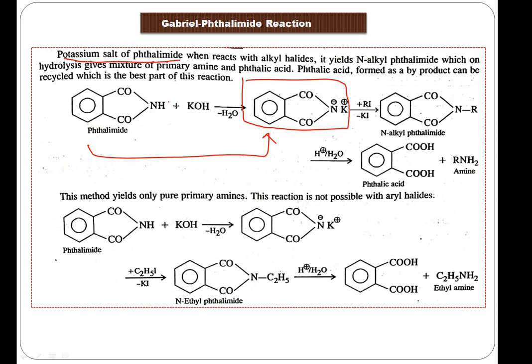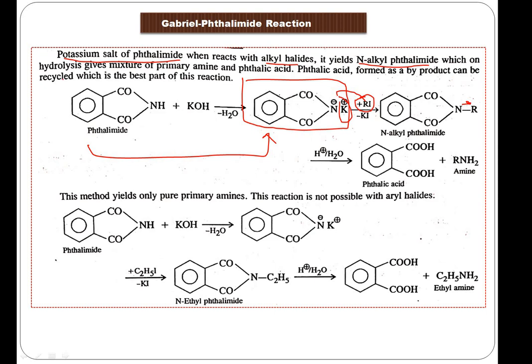This is called phthalimide. You can easily remove this H plus with the help of a base to form this anion, and then this will be stabilized by the counter ion from the base. So this is your potassium salt of phthalimide. It reacts with the alkyl halide, R X, whatever, to yield N-alkyl phthalimide. This K plus gets replaced by this R group. So this is N-alkyl phthalimide.